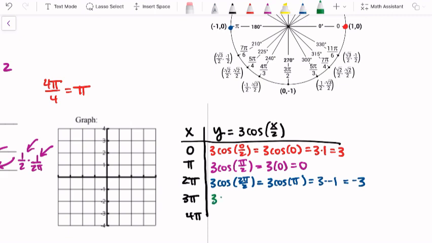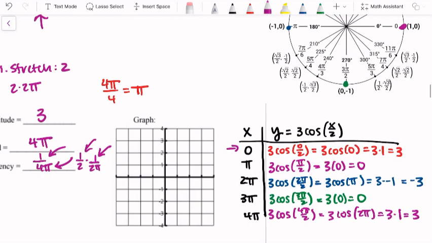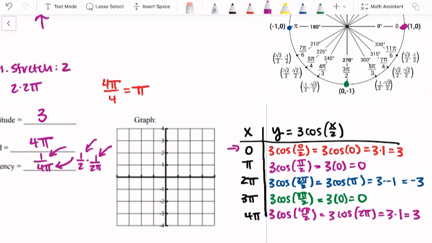Plugging in 3 pi, 3 cosine 3 pi over 2. Let's see, 3 pi over 2 is down here. Our cosine value is 0, so 3 times 0 is 0. And then 4 pi, I should theoretically get back to the same value that I had at the start of this, but let's just double check. So we have 3 cosine of 4 pi over 2. That's 3 cosine of 2 pi, and yeah, we are back to 1, so 3 times 1 is 3.